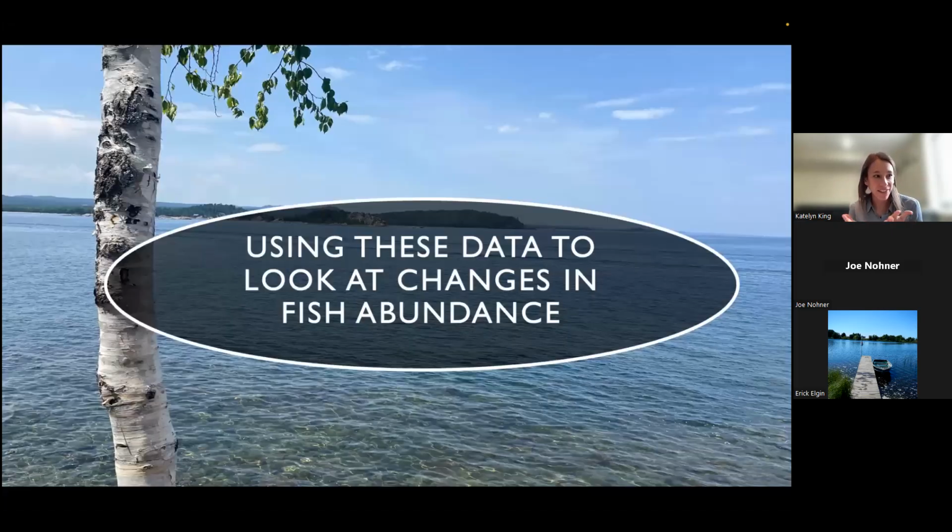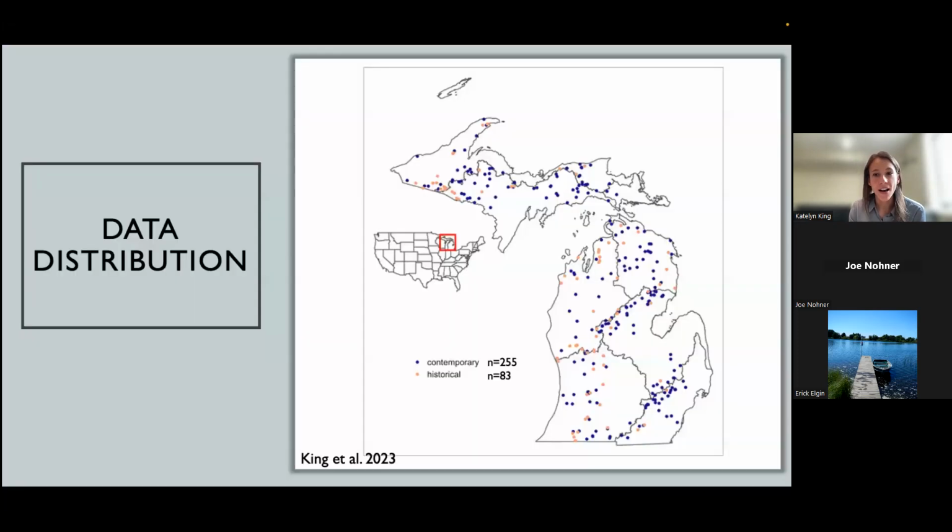So now that we have all this data, we can look at those changes in abundance over space and over time. So this gives you an idea of the distribution of data that I was able to collect. So the blue are the contemporary points, and we ended up with data for 255 lakes across Michigan for the contemporary period and 83 lakes for the historical period. Pretty good distribution across the state.